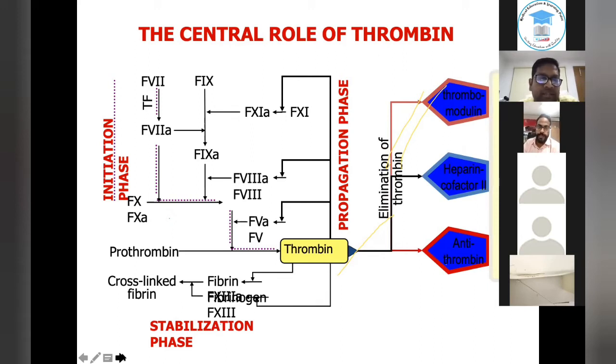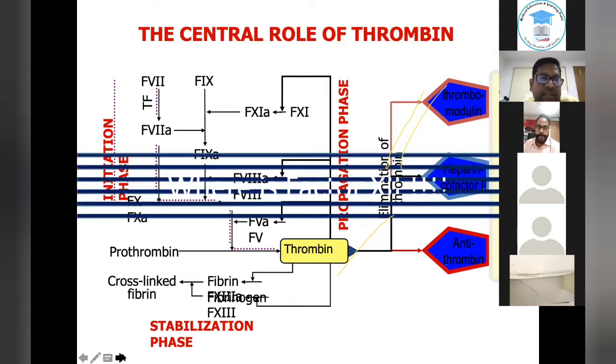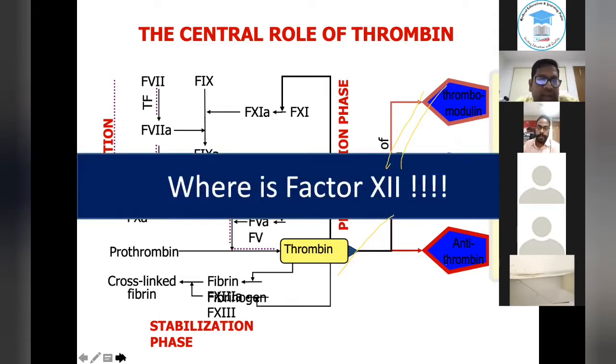But I want to ask the question, where is factor 12 in this cascade or in this model? You can see factor 12 is not there. So possibly the cell-based model is a better reflection of what actually happens inside the body, not what is happening in in vitro tests like a PT or APTT.